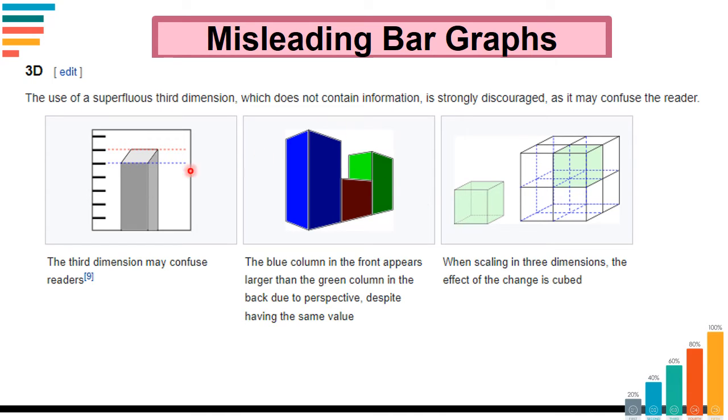Another type of misleading bar graph, we have the incorrect 3D. So which is which? Is the scale referred to this blue line or this red line?